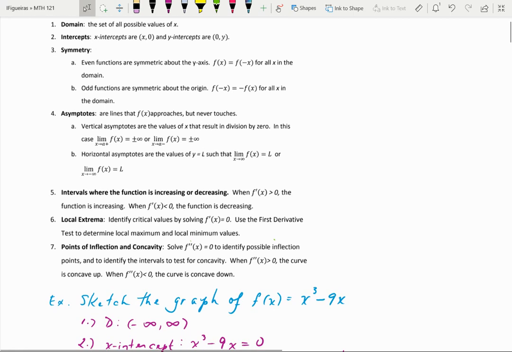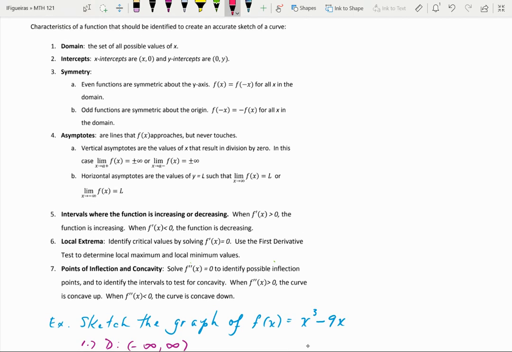Symmetry. We're going to focus on even and odd symmetry, although there are other types of symmetry. Even symmetry means it's symmetric about the y-axis. And you determine that by solving this equation or determining if it's true on the right and the left. If the original function f of x is equal to f of negative x, meaning all of the x's get replaced with a negative x, left side equals the right side, then you can say it's symmetric about the y-axis.